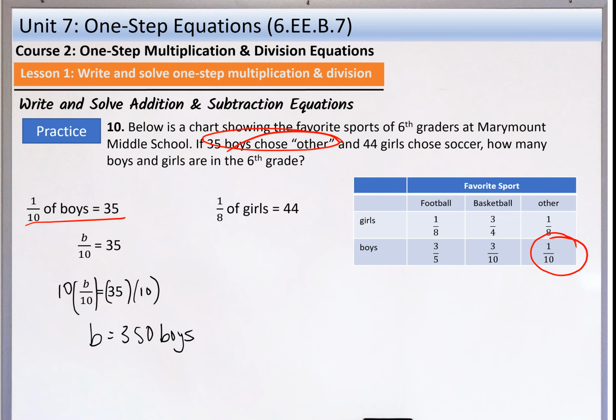And 1/8 of the girls, so 44 girls chose soccer, and that was 1/8. I said soccer, but I meant football. It's the American in me.